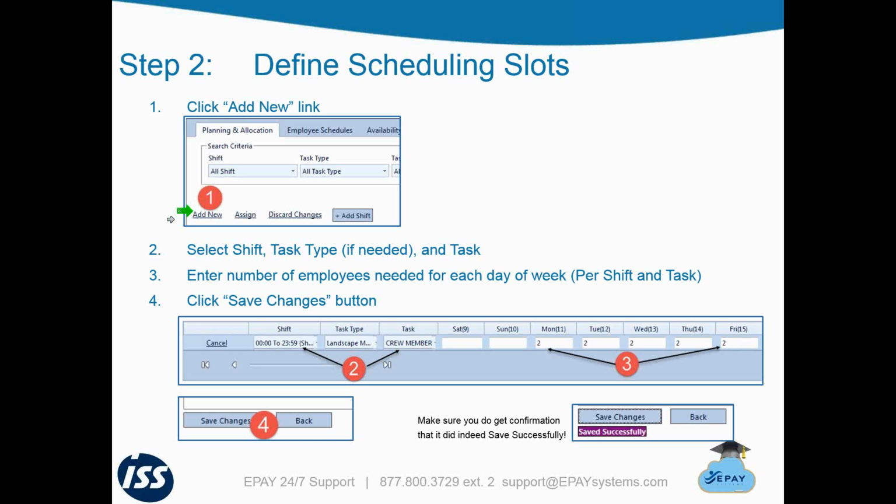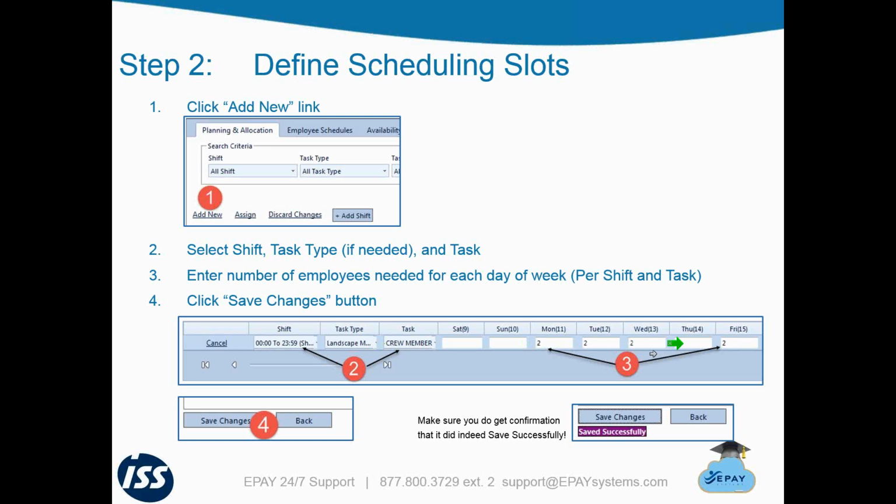That's going to give us an option to go in and select our shift, our task type, and a task as needed. All we're doing now, if you look at the screenshot, is building what we want the system to see and expect from an employee working this job. My example here is a default, generic shift, kind of wide open, but I'm telling the system that I have a landscape task in which I need a crew member working Monday, Tuesday, Wednesday, and Thursday, which is step 3. Now we're telling it the number of employees needed each day of the week.